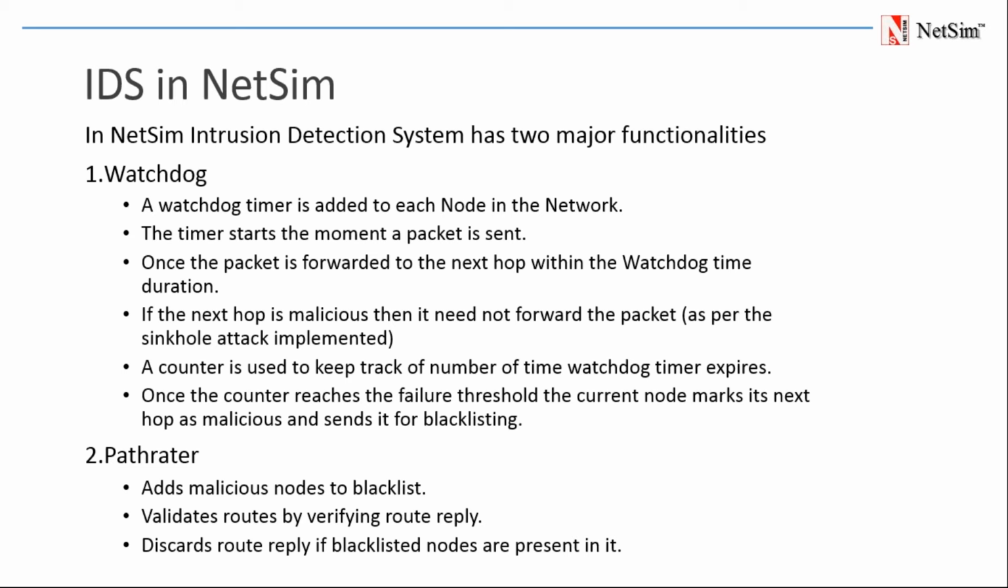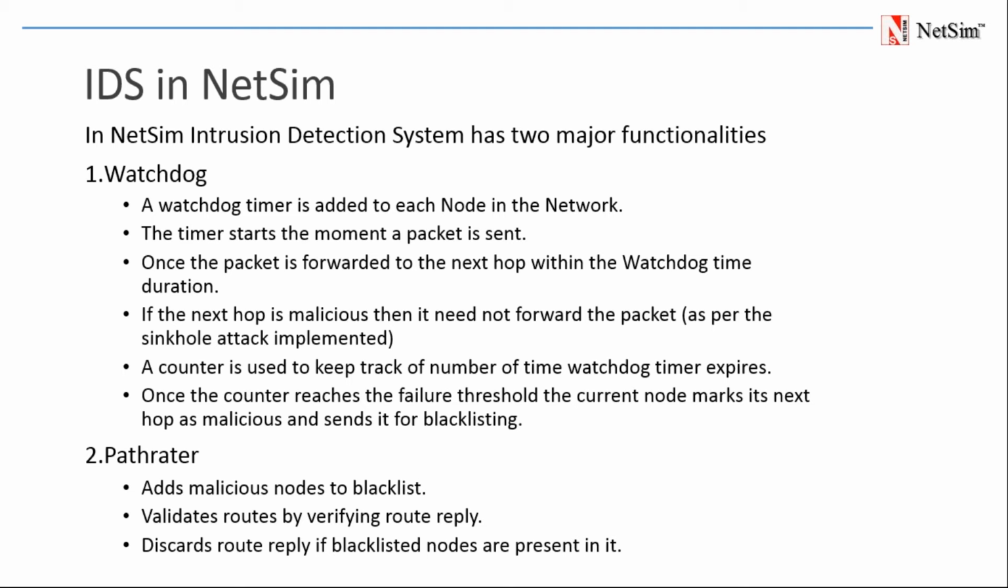So for implementing IDS in NetSim, we have to add a malicious.c file. These two major functionalities are added to the DSR project. First is watchdog and second is path rater.